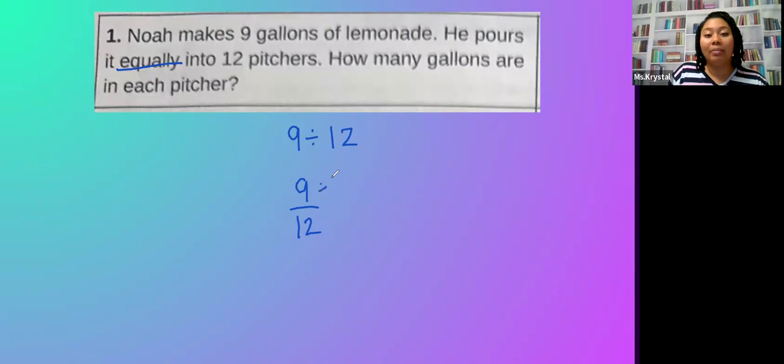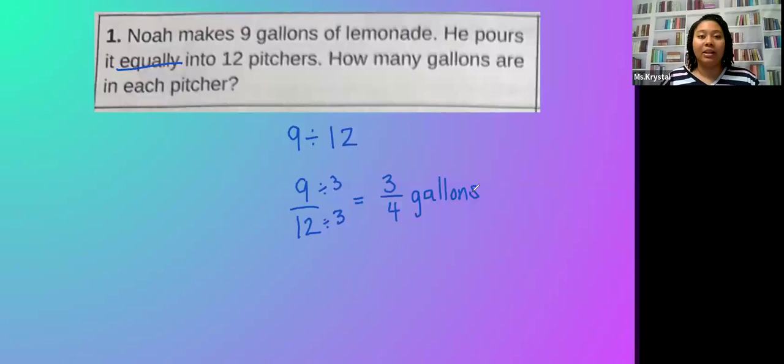We can divide the top by 3, which, remember, whatever you do to the top, you have to do to the bottom. So we divide the bottom by 3. So 9 divided by 3 gives me 3, and 12 divided by 3 gives me 4. So the final answer for this one is going to be 3/4 gallons. So he has 3/4 of 1 gallon in each of those 12 pitchers.